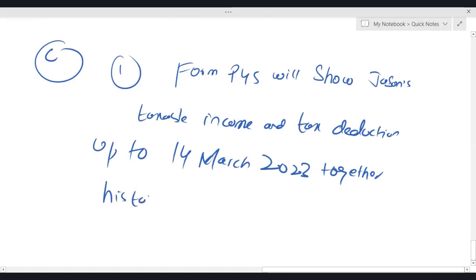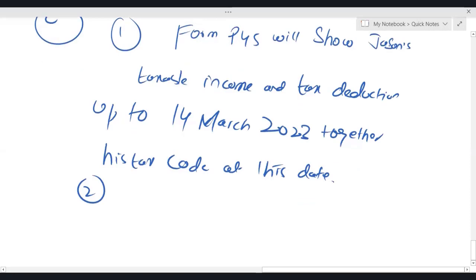His tax code at this date. Now, what is Jason going to do? Jason is required to give a copy of this form to the subsequent PLC so that they will be in a position to calculate PAYE correctly.